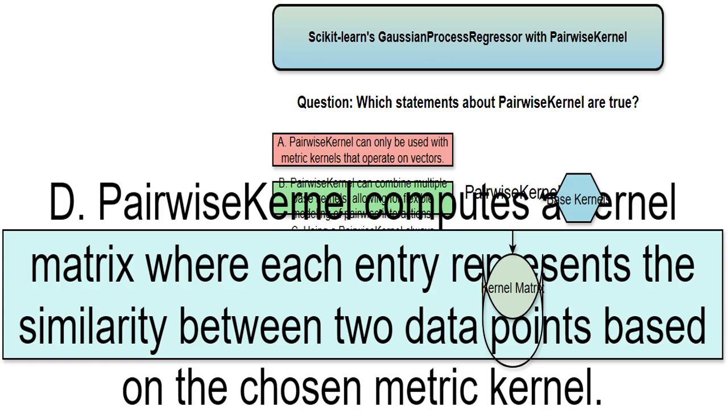This statement accurately describes the core job of PairwiseKernel. It takes a base kernel, a function that measures similarity, applies it to each pair of data points, and creates a kernel matrix. The matrix shows how much each data point resembles every other data point.